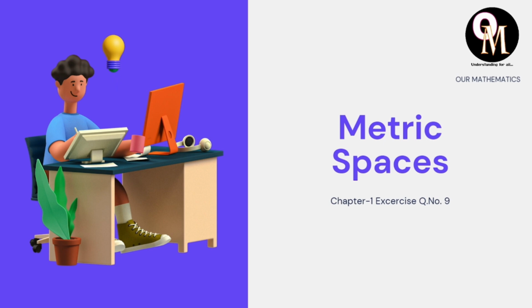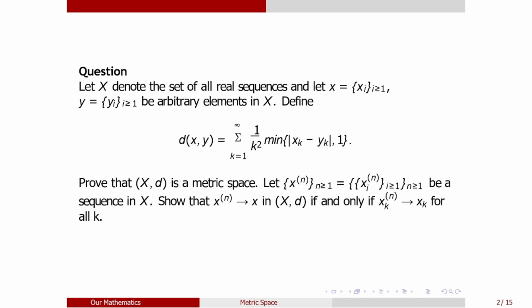Welcome to this session. In this session, we are going to discuss question number 9 from chapter 1 of metric spaces. So let's see the question. What does it say? Let capital X denote the set of all real sequences, and let small x equal to x_i, i greater than or equal to 1, and small y equal to y_i, i greater than or equal to 1, be arbitrary elements in capital X.